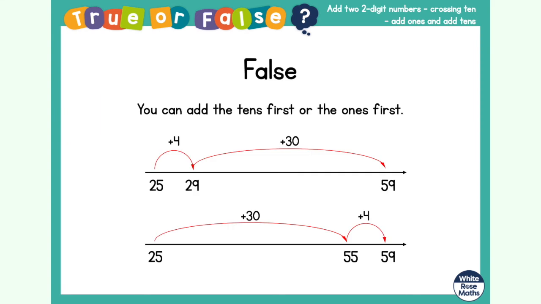And you can see that this is being shown by these number lines here. We're doing 25 add 34. And you can see that if we add the 4 first and then the 30, we get to 59. Or if we add the 30 first and then the 4, we also get to 59. Now, some of you might be surprised by that. You might be thinking, hang on, you've taught us that we need to add the ones first and then the tens, especially if we're doing a column addition. Let's think a bit more about that.